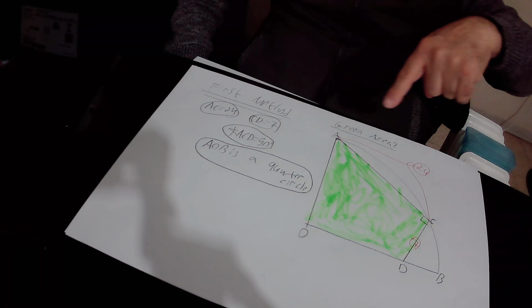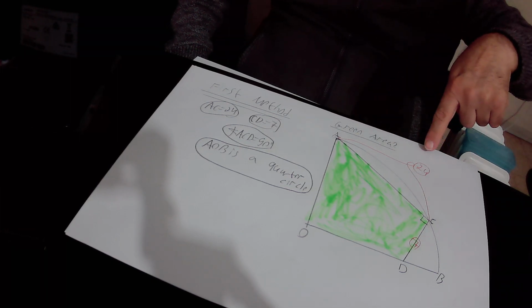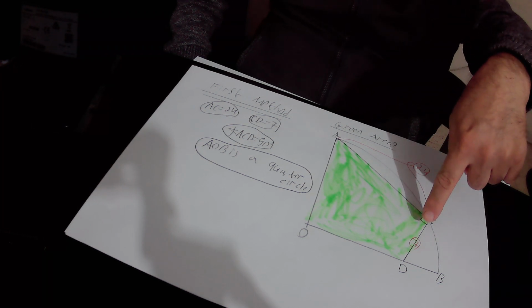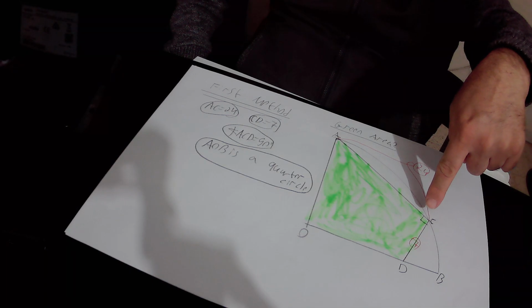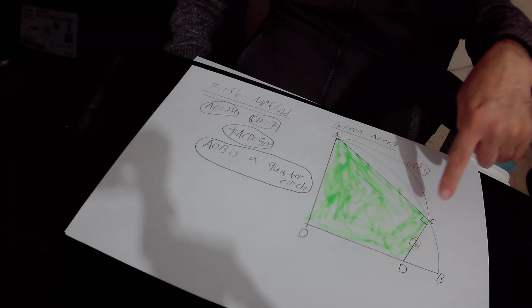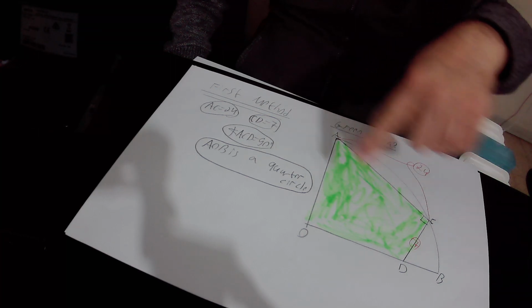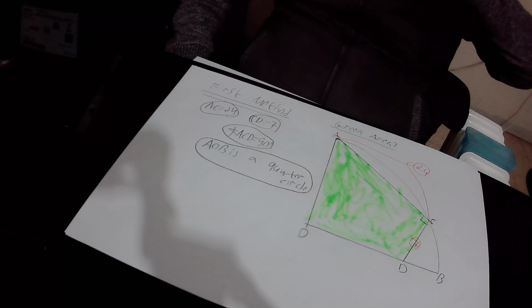In addition, we know that side AC of the quadrilateral is equal to 24 units in its length, side CD equals 7 units in its length, and this angle ACD equals 90 degrees. Again, we have to find out the area of the green quadrilateral AODC.